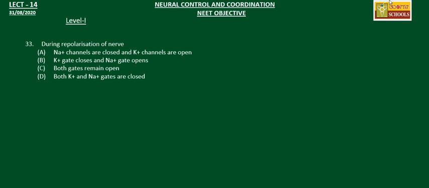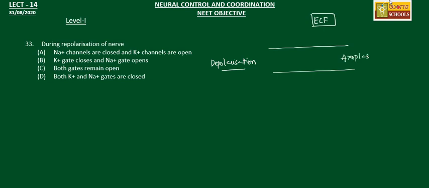During repolarization of nerve. So, here first we'll see what is depolarization. In depolarization, sodium ions from ECF, so this is extracellular fluid, the sodium ions from ECF pass into the axoplasm. And this takes place through special voltage gated channels.